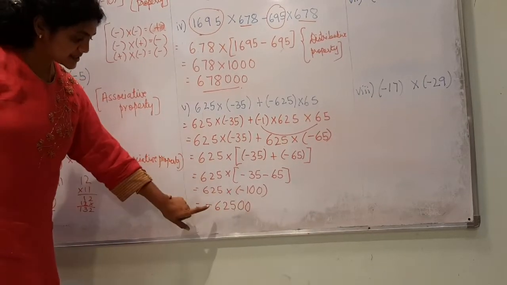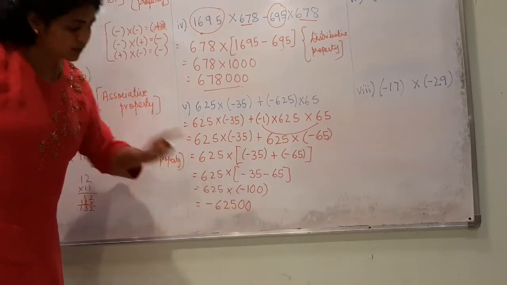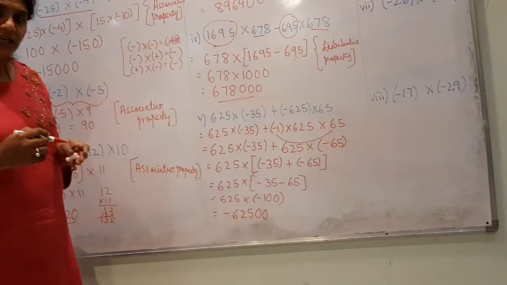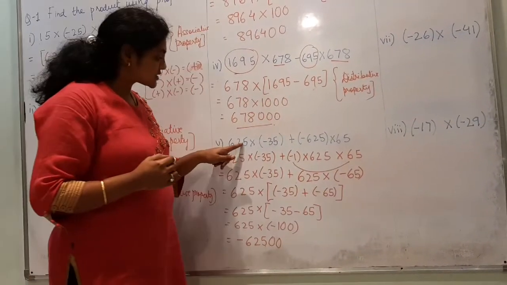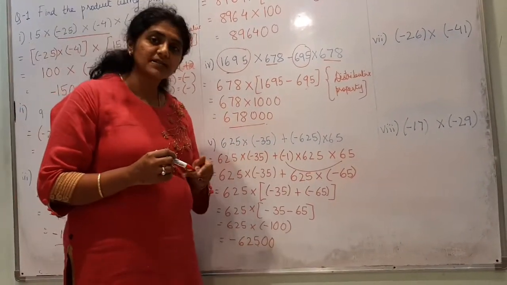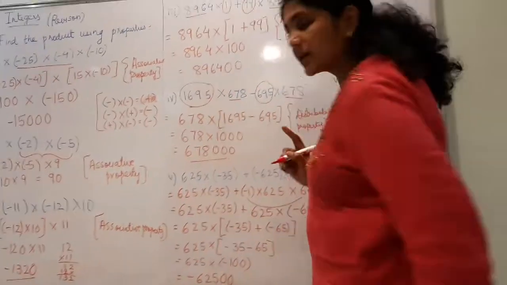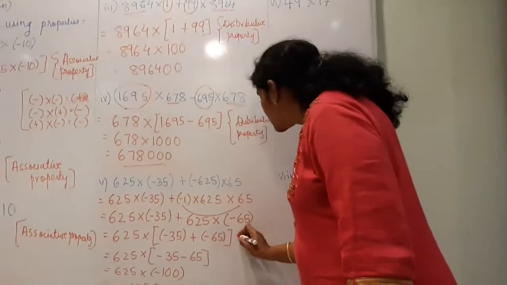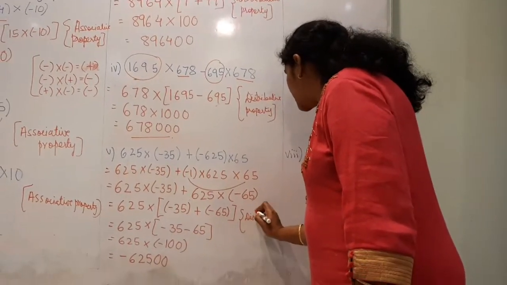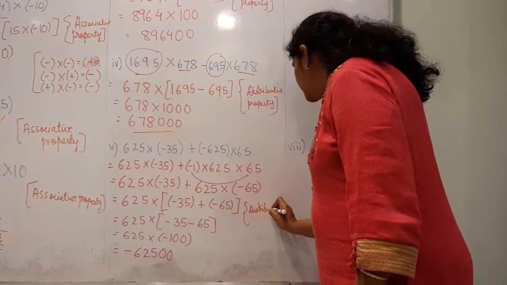Plus into minus is minus. Find the product. So this is a little bit twisted. It was 625 here and it was minus 625 there. So again, what property have you used? You have used the distributive property.